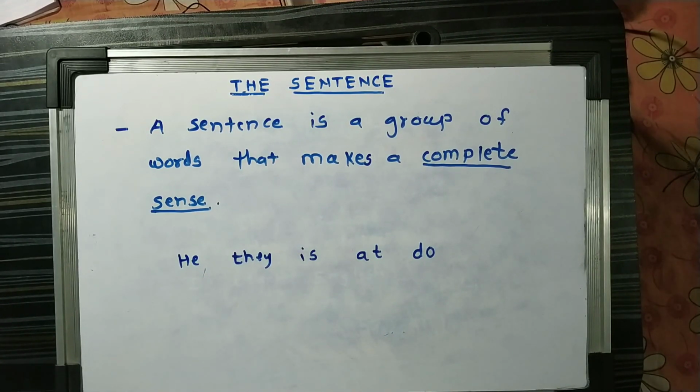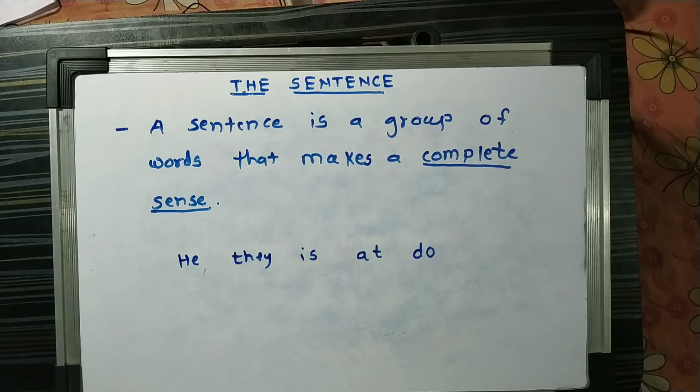Let's read this group of words together and let's see whether we are able to get any meaning out of that or not. He, they, is, at, do. Are we able to get any meaning out of that? The obvious answer to this question is no. We are not able to make any meaning out of that. So this group of words is not giving us meaning at all. It is not making any sense at all. So this is a group of words, but it is not giving any meaning as such, and therefore this group of words cannot be called a sentence.